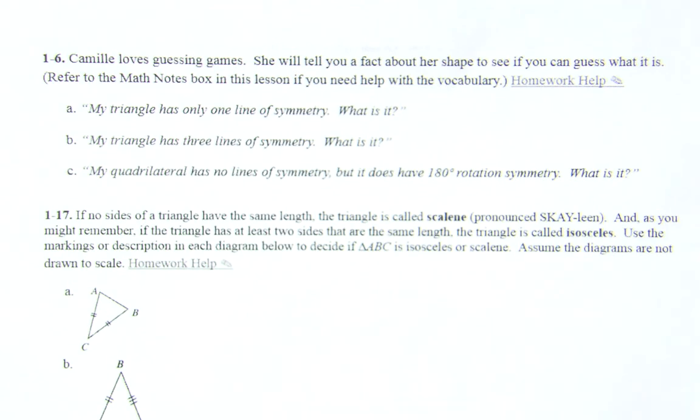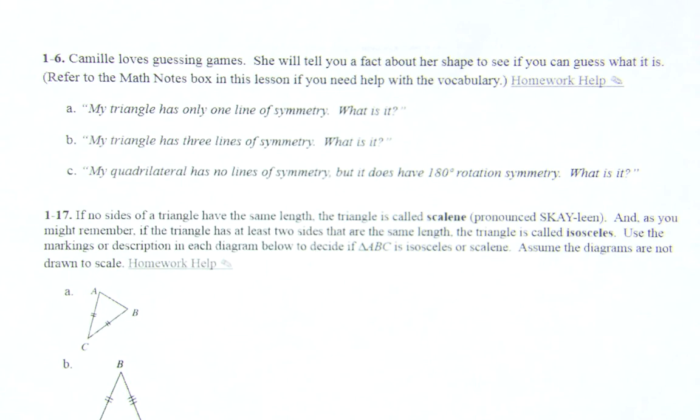She'll tell you a fact about her shapes if you can guess what it is. Refer to the math notes box in this lesson if you need help with the vocab. The math notes in this lesson should give you an idea of, or remind you what reflection, rotation, and a translation is. In this case, she's really just looking for a triangle that has only one line of symmetry. So basically, if you take this triangle and you flip it over the line of symmetry, is it going to stay the same? And it can only have one line of symmetry.